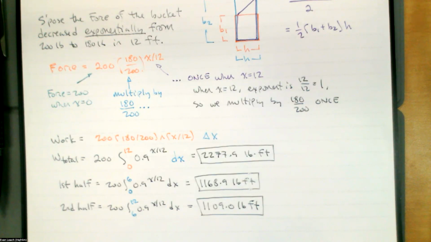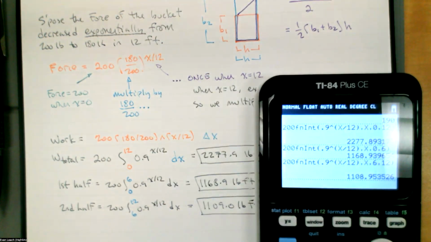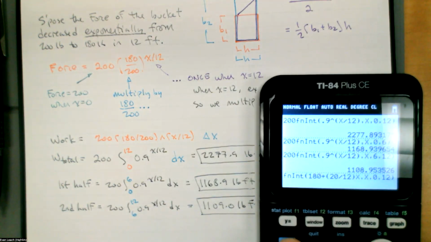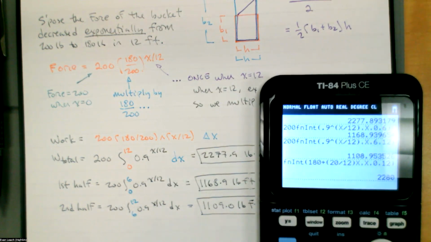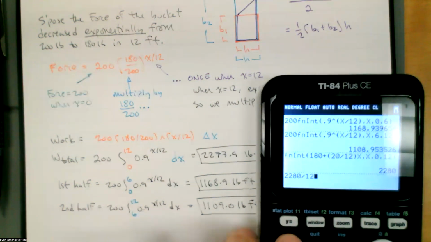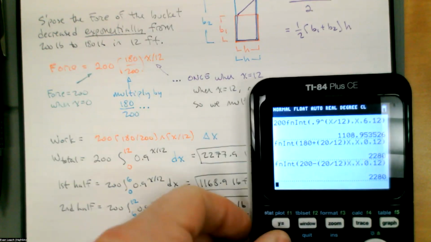This wasn't the case when we had the linear function. In the linear function, everything was nice and easy, split around the middle. So I think I still have this here. So here was our integral from the linear function. That was the 181. Let's do the 201. So that's how I'm going to be talking about this. So there's our 2280.